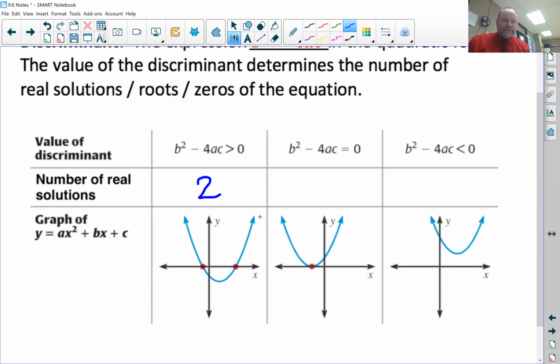If b squared minus 4ac equals 0, we have one solution. And so that is going to be a graph where just the vertex is on the x-axis. Again, it could open up or down, but it only crosses the x-axis once, or it touches the x-axis once. And if b squared minus 4ac is negative, we have no real solutions. The graph never touches the x-axis.